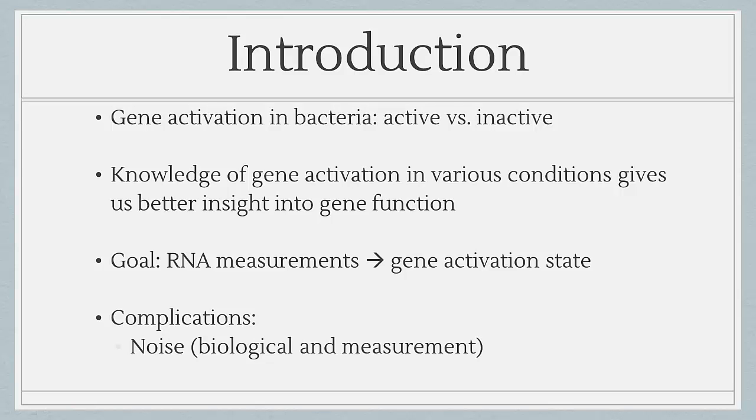In addition, inactive genes don't produce zero RNA. We have no zeros in our data. Instead, they just produce less RNA. So we have to distinguish more RNA from less RNA. Also, there are differences between genes. Some genes, when active, might produce more RNA than other genes when they are active.